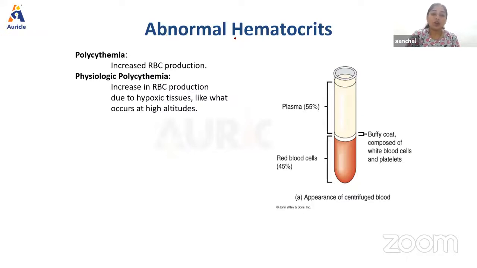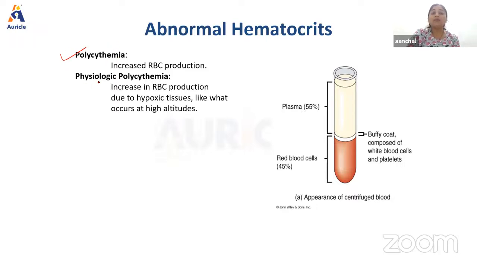In abnormal hematocrits, we have polycythemia. Polycythemia means an increase in RBC production above the normal range, right? As the normal range differs from male to female, if the RBC count exceeds the normal range, that condition is known as polycythemia.